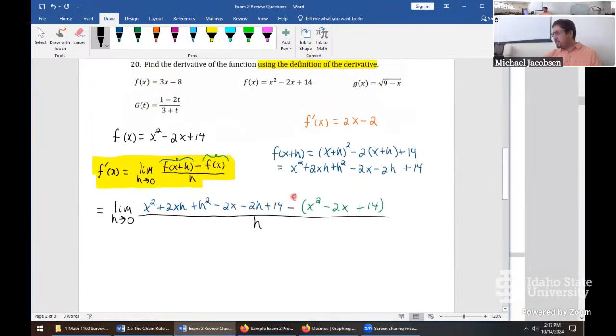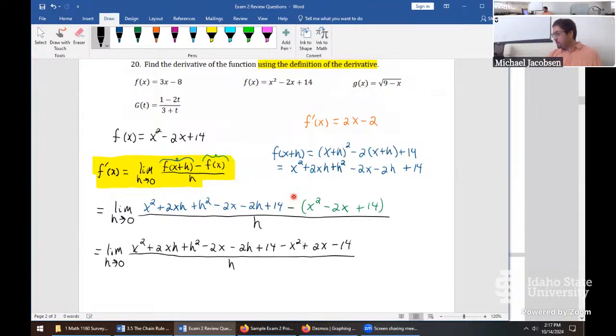Okay, probably the next thing most people would do is distribute that negative into the group. So let's write that all out. We have the limit as h goes to 0 of x squared plus 2xh plus h squared minus 2x minus 2h plus 14. So now we're actually distributing the negative: minus x squared plus 2x minus 14, all of which is divided by h. Those fraction bars are hard to write straight when they get so long.